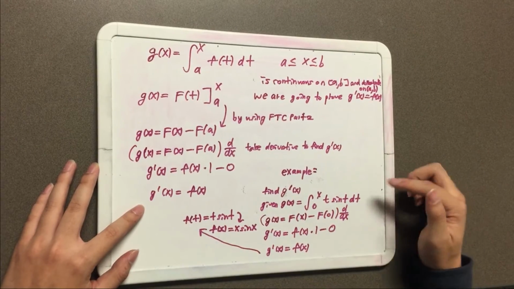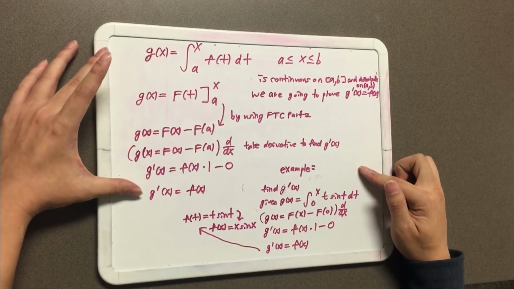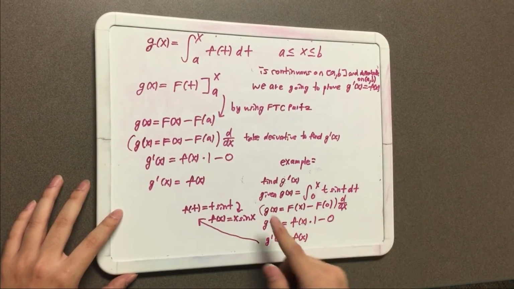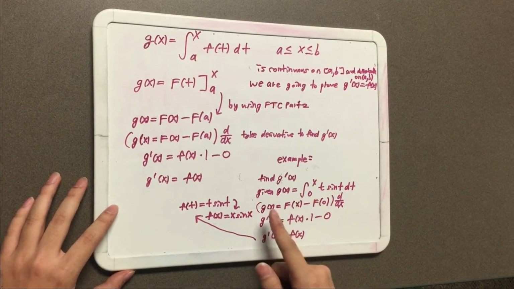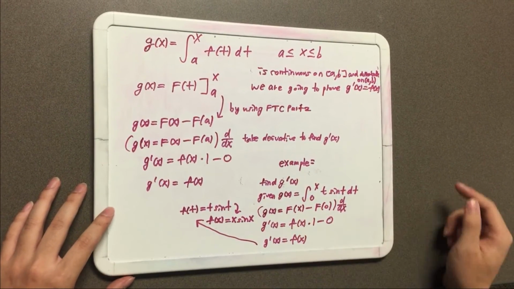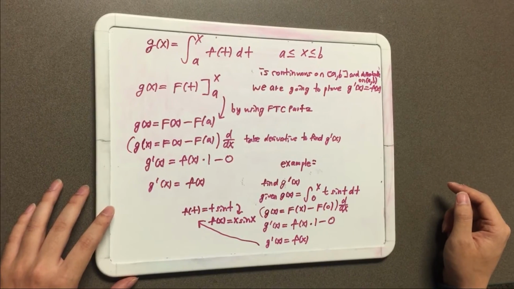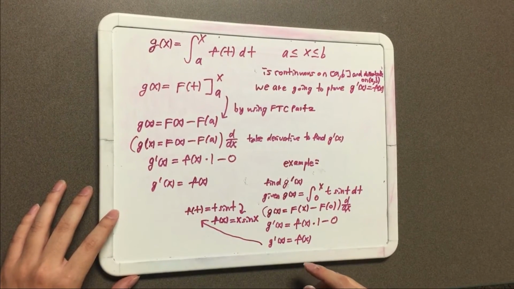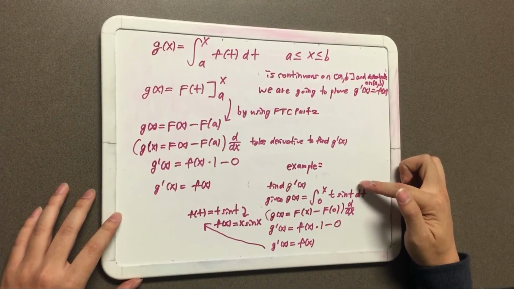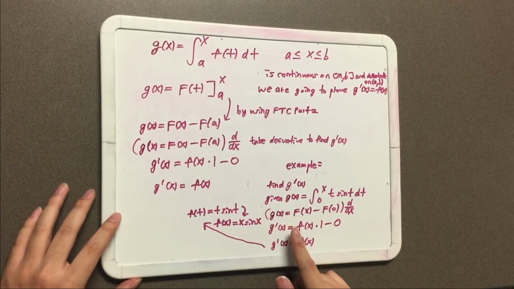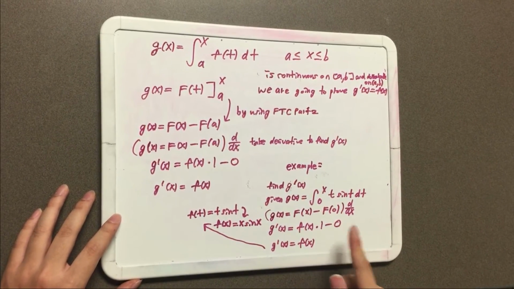Now I'm going to show you guys the example for this proof. So the example might be: find g prime of x if it's given g of x is equal to the integral from 0 to x of t sine t dt. So first, I'm going to take the antiderivative of t sine t. So it's going to be g of x is equal to big F of x minus big F of 0.